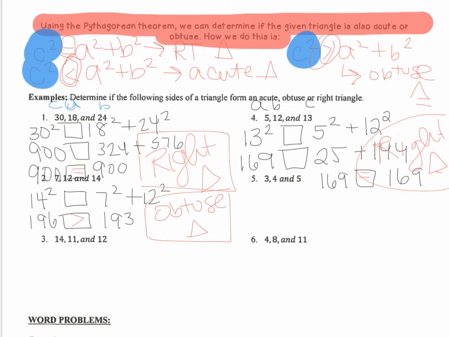Okay? The biggest mistake you are going to make is you're going to accidentally do c squared at the end, and then it flips everything. So you have to be really super careful when you're doing this.